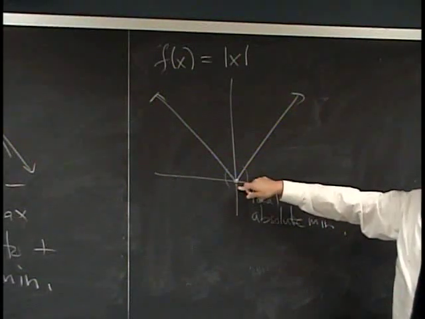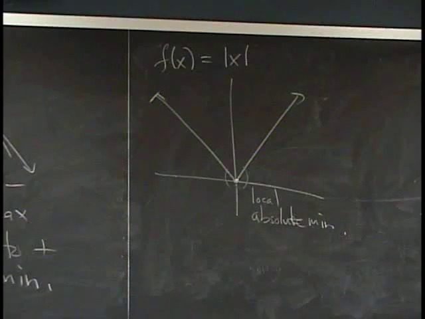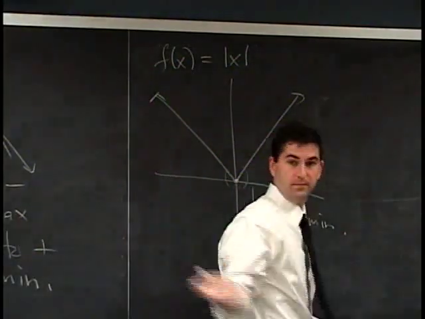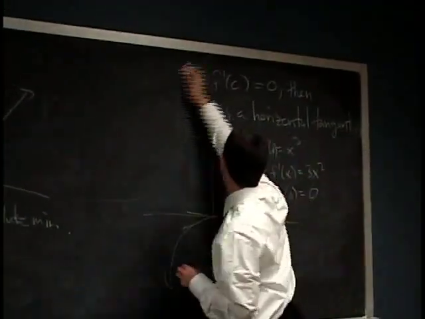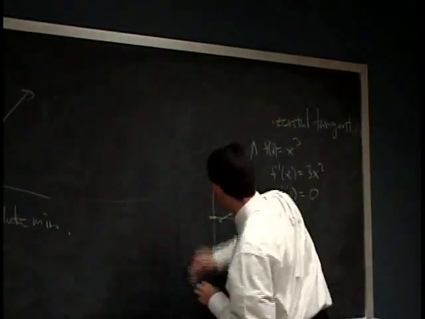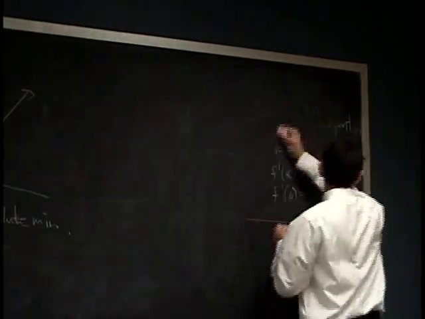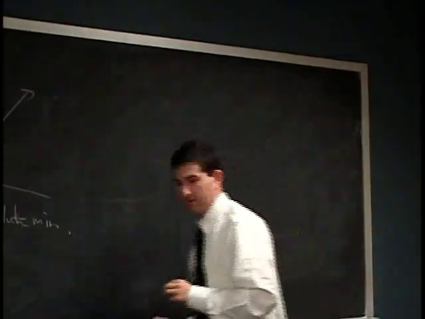Okay? So this shows you that these are not the only places that you can get a local max or a local min. You can also get it if the derivative isn't defined at a point, you might just have a local min or a local max. So you have to check. So, that's going to give us our definition of critical numbers. Critical numbers, which are the numbers that we're really interested in because we want to know what a local max or a local min is, are going to be defined as follows.